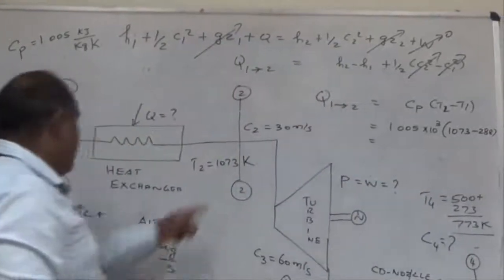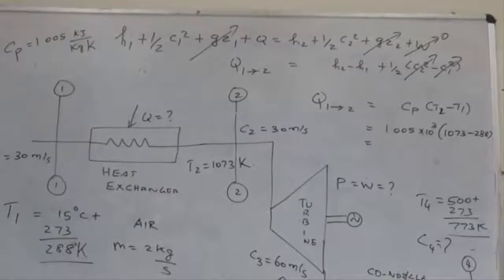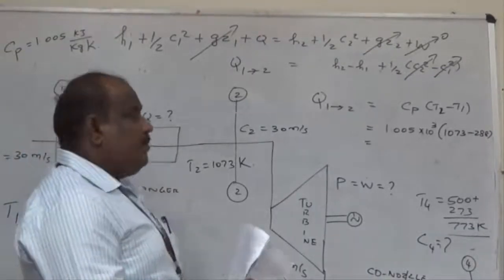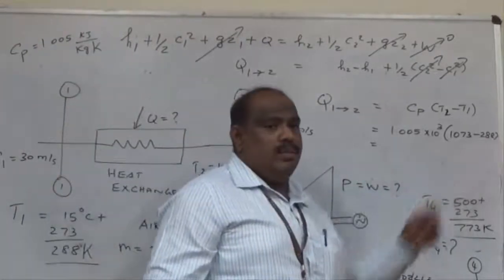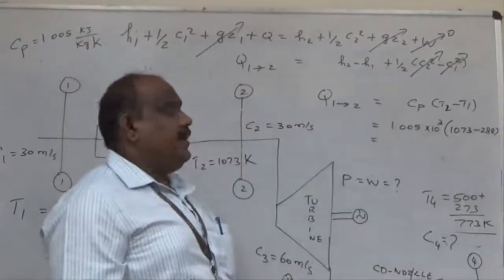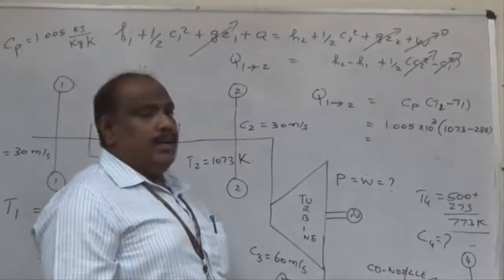So 1073 minus 288 into 1.005. 788,000. No, you can tell into 10 power 3. Okay, sir. 1073 minus 288 into 1.005.